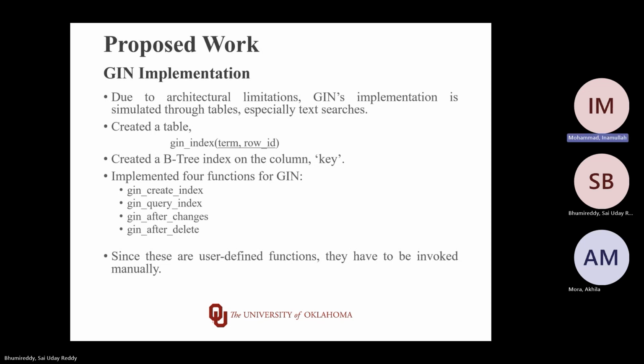So we basically implemented four functions: one for creating the index, another for querying, and gin_after_change, which will update the index after either inserting a row or updating a row, and gin_after_delete, which will update the index whenever a row is deleted. These are all user defined functions and are not integrated with our query planner, so we have to invoke them manually.